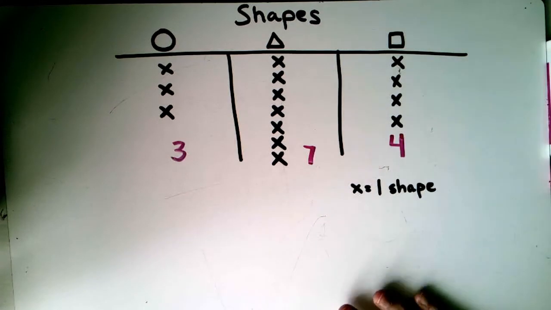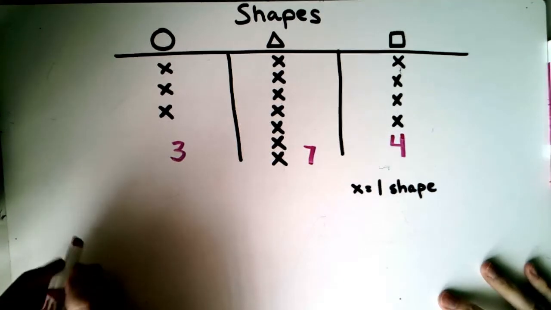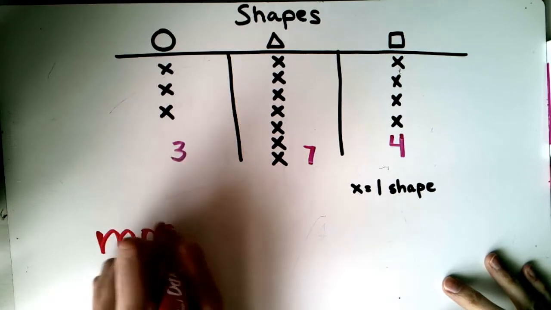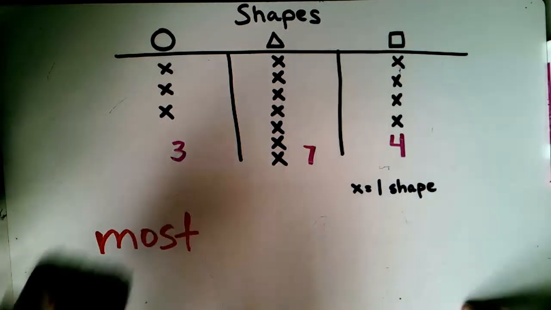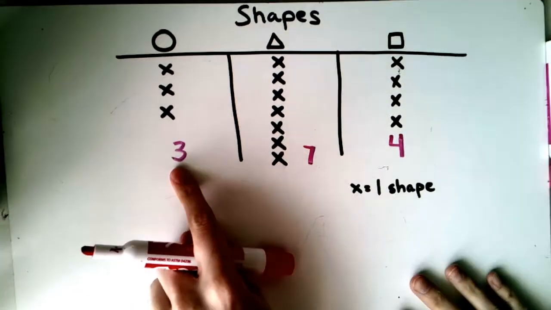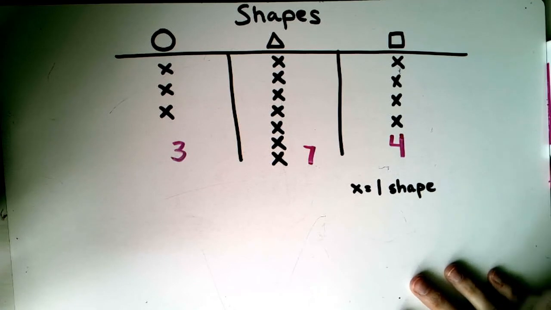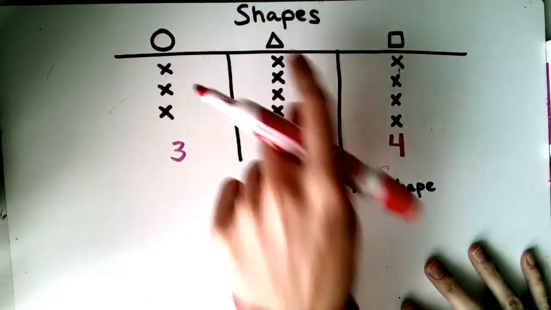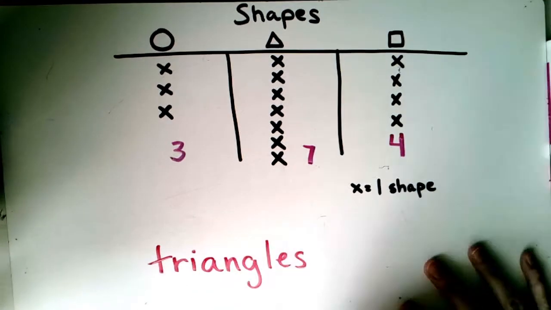Now, if we were to look at our graph on shapes, and I were to ask you, how about this? What shape had the most? What shape was chosen the most? Here's the word most. Okay, most means it's going to have the highest number of X's. Which shape was chosen most? Was it the circles, the three, seven for triangles, or four for squares, which one is the most? Which number is the highest? Seven is, right? So we would not write seven as our answer. If you were asked which shape was chosen the most, you want to write the word. So the word we would write would be triangles. Those were chosen the most.